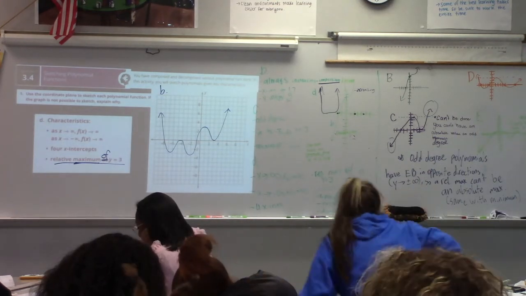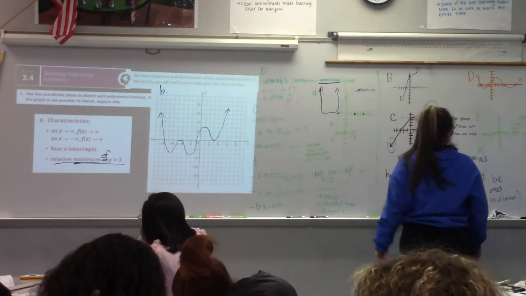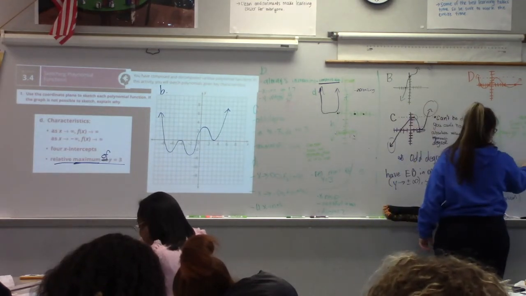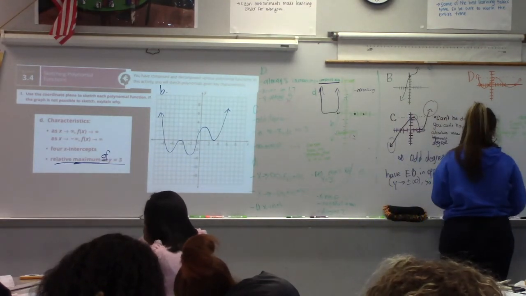Sure. No, you're not allowed to. Well, you said it says can't be done right here. Yeah, but the graph's 3. Oh. It has to go in the opposite direction.